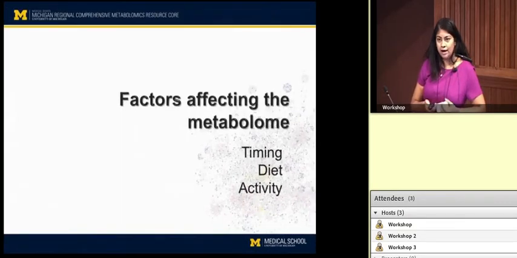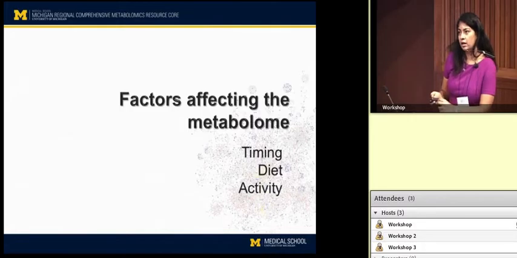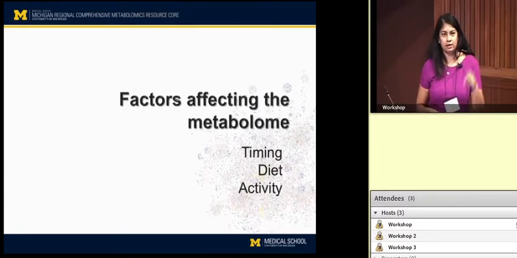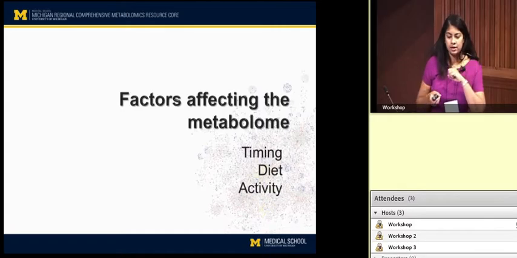So what are the factors that affect the metabolome? At this point, I want to pause and make you realize that we are capturing a snapshot of the metabolome at most times, and we are not capturing a movie. So you're capturing still pictures at different points, and we need to make sure you're capturing at the right moment. So timing is paramount.